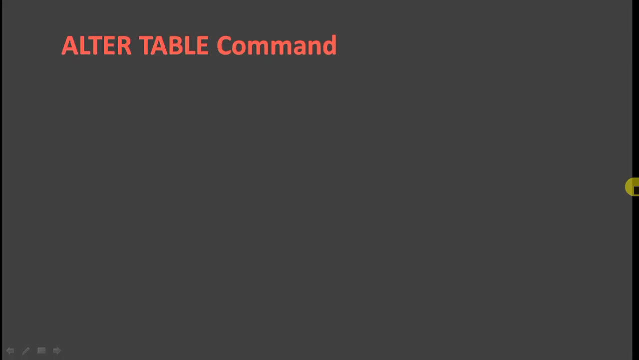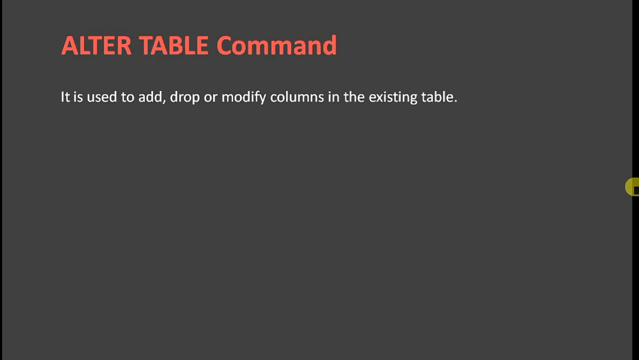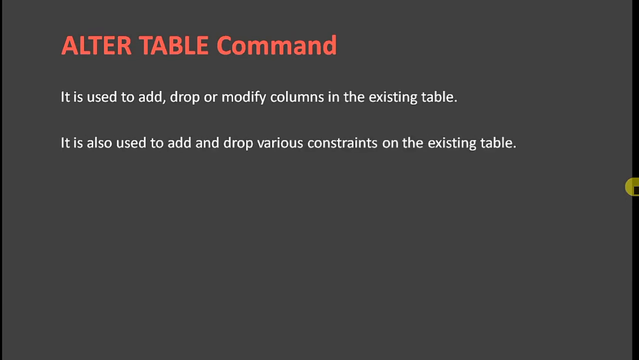The next command is the alter table command. The alter table command is used to add, drop, or modify columns in an existing table. It is also used to add and drop various constraints on an existing table.